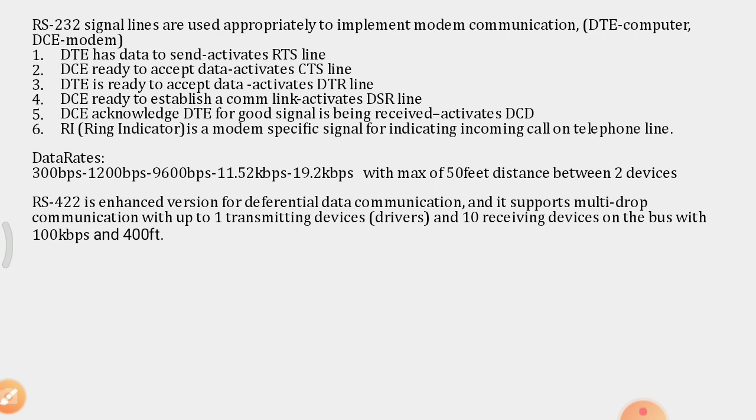The RS422 or the RS485. The RS422 is an enhanced version for differential data communication, and it supports multi-drop communication with 1 transmitting device, 1 master, and up to 10 receiving devices, 10 slaves, on the bus with 100 kbps speed and a distance of 400 feet. The RS485 is one more enhanced version of this 422, where it can connect to 30 receiving devices.